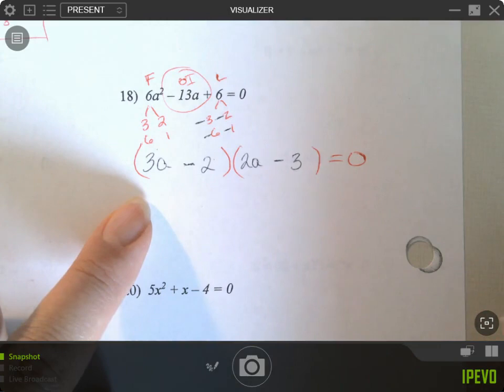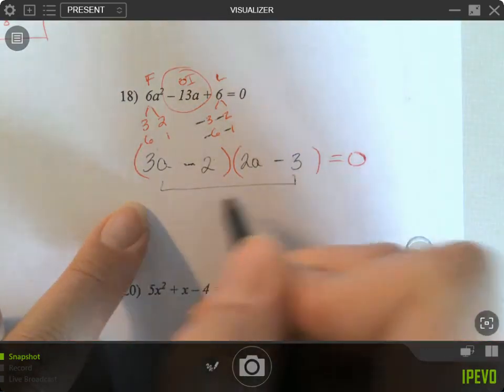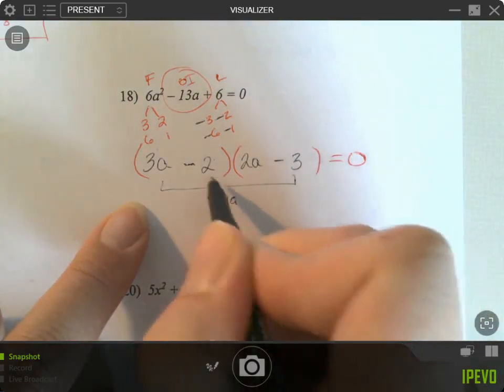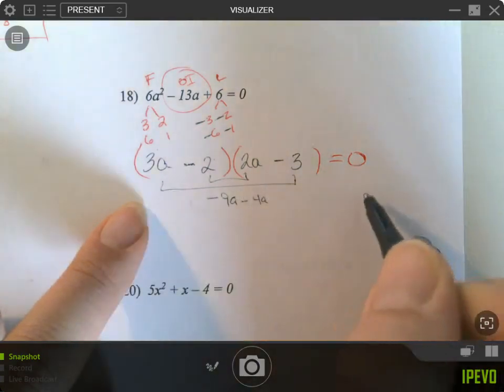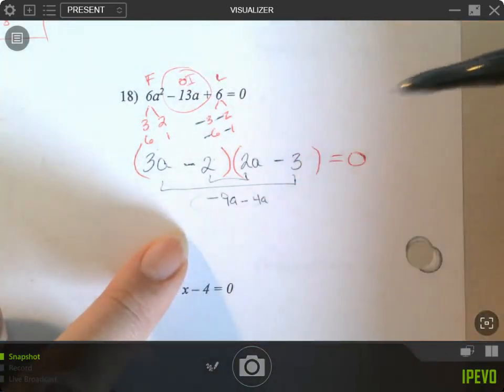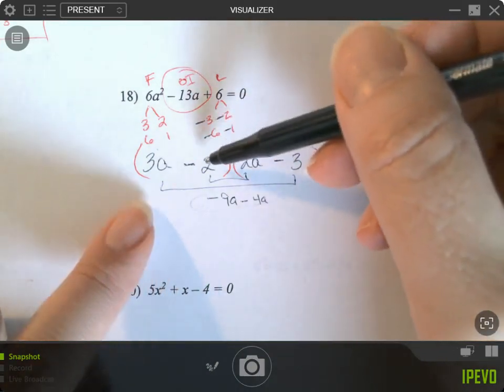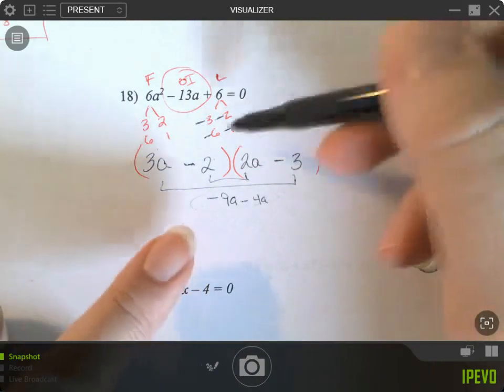The outside and inside, right? So the outside is -9a, and the inside is -4a. And what did I get? I got -13a. So I actually did get exactly what I needed. If I would have put it in as a 3 and a 2, it would not have worked. I would have flipped the numbers.